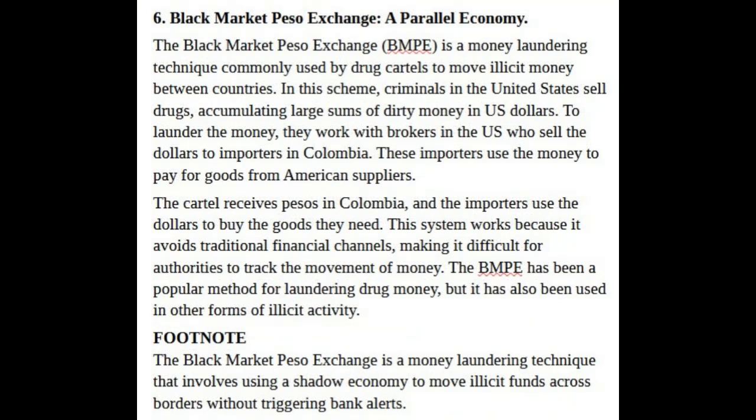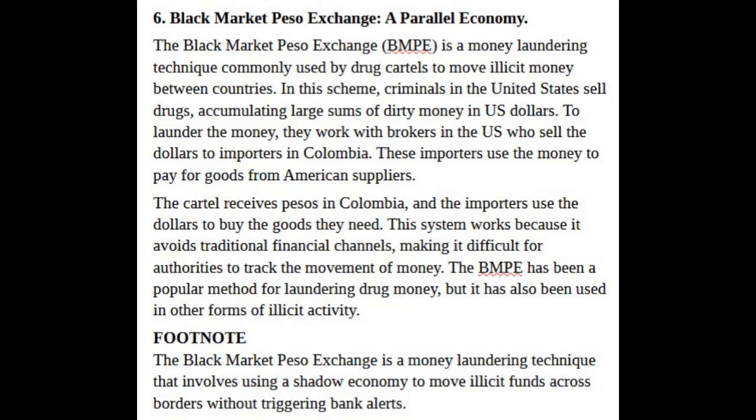6. Black market peso exchange, a parallel economy. The black market peso exchange, BMPE, is a money laundering technique commonly used by drug cartels to move illicit money between countries. In this scheme, criminals in the United States sell drugs, accumulating large sums of dirty money in US dollars. To launder the money, they work with brokers in the US who sell the dollars to importers in Colombia. These importers use the money to pay for goods from American suppliers. The cartel receives pesos in Colombia, and the importers use the dollars to buy the goods they need.